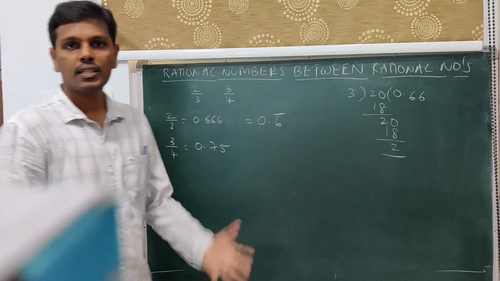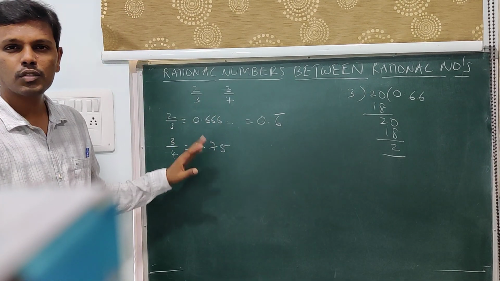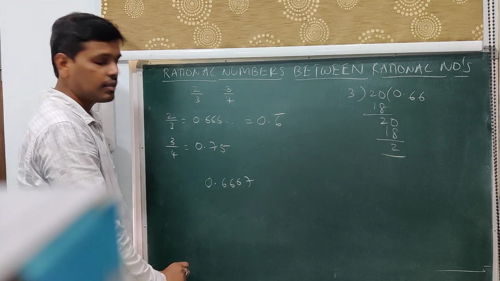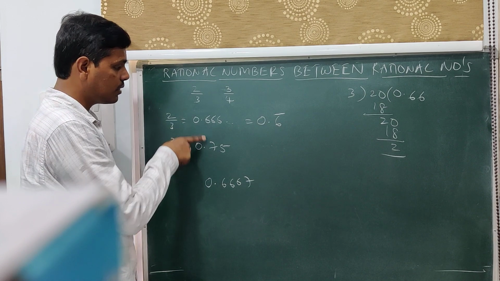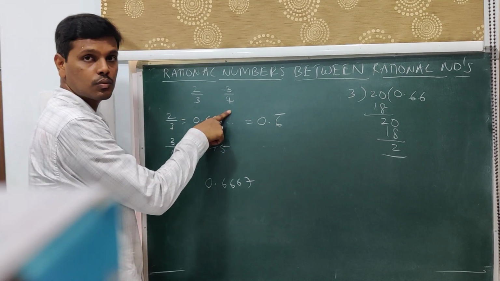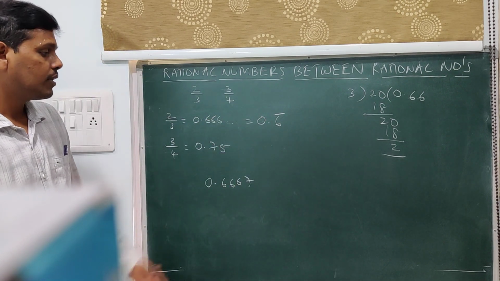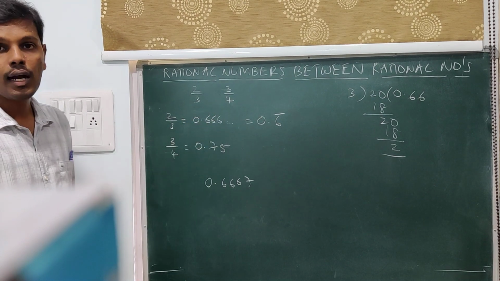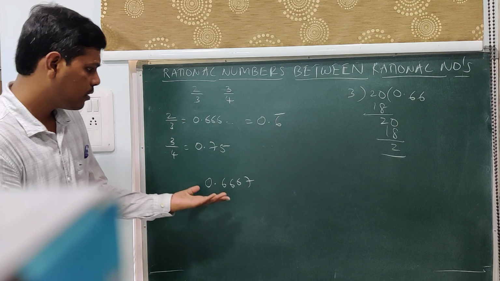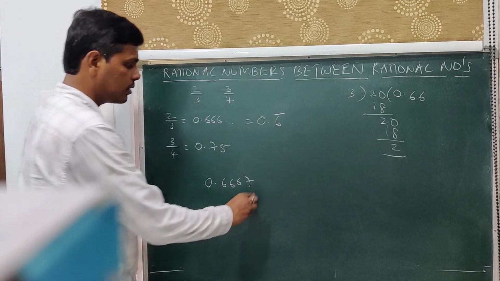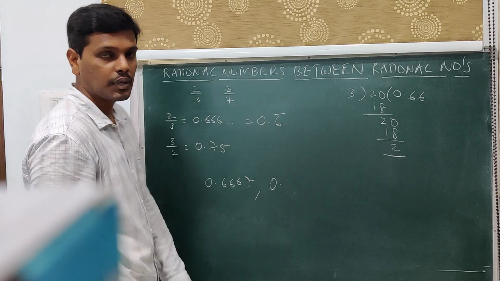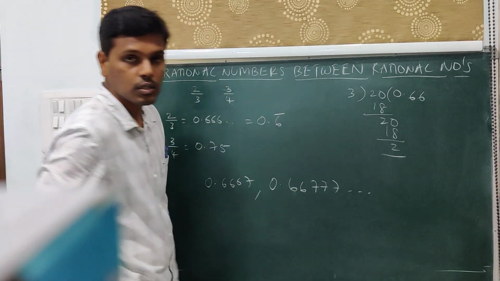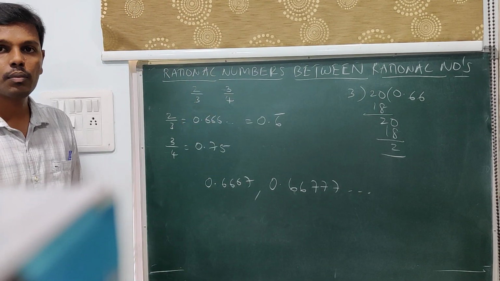Now this is 0.666, 0.75. Now you can write as many decimal numbers as you can in between these two. It is very easy to identify. For suppose say you can write 0.667. Now that is a terminating decimal which is between these two. Likewise, you can write as many decimal numbers, either terminating or non-terminating repeating decimals, in between 2 by 3 and 3 by 4. This is one terminating decimal. You can also write a non-terminating repeating decimal, that is 0.66777, and so on. This will also lie between 2 by 3 and 3 by 4.